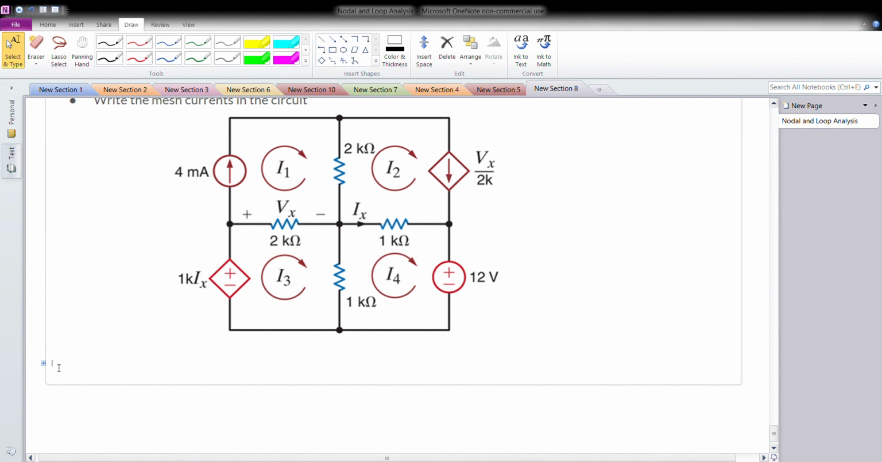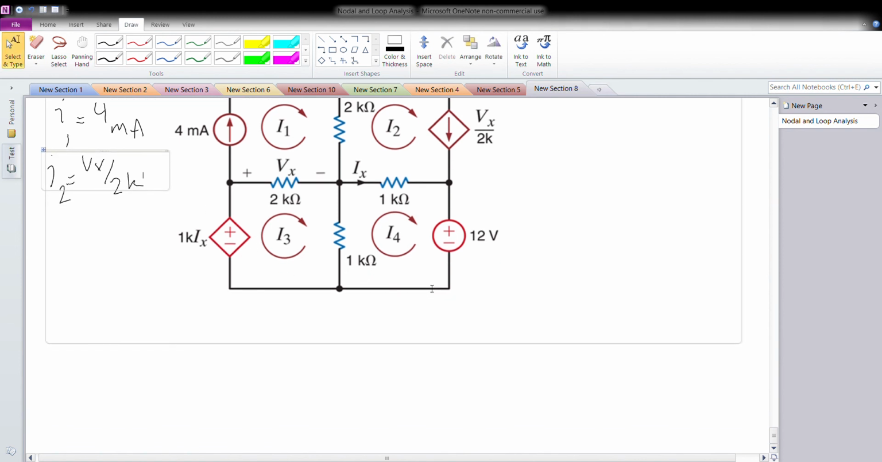So for my I1, I already know that it's going to be 4 milliamps, because it's in the same direction as the 4 milliamp source. And my I2 is going to be Vx over 2k. Now, I still have to solve for my Vx and plug it in there, but I don't have to write a KVL for my loop 2. Okay, so I have those. So the only loops I have to write KVLs for are I3 and I4. Let's go ahead and do that.